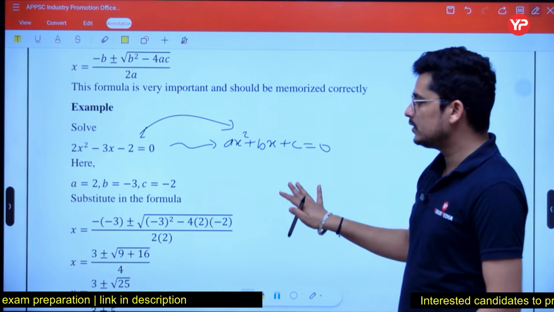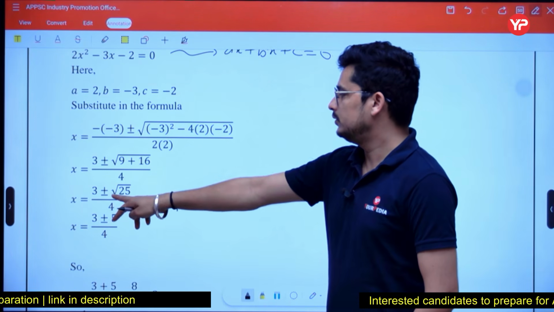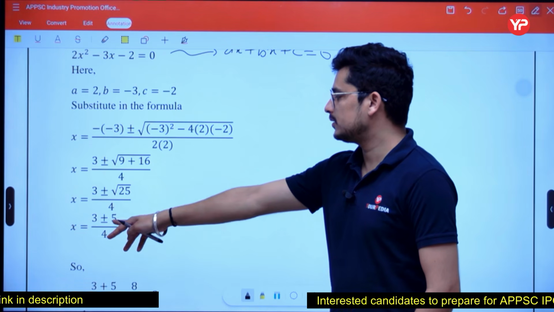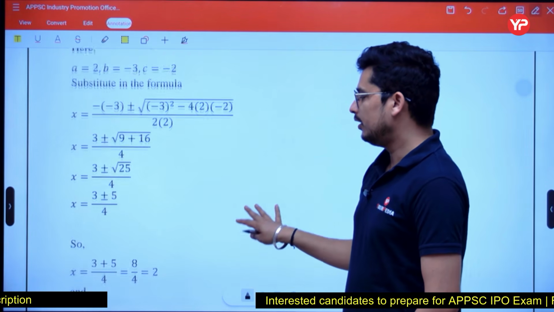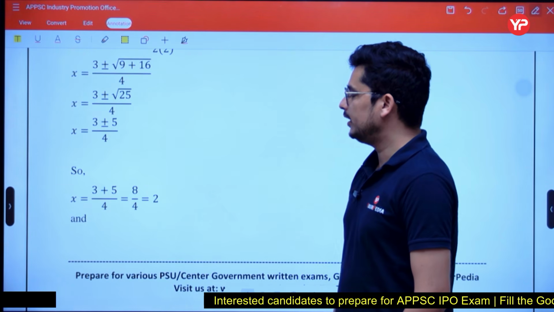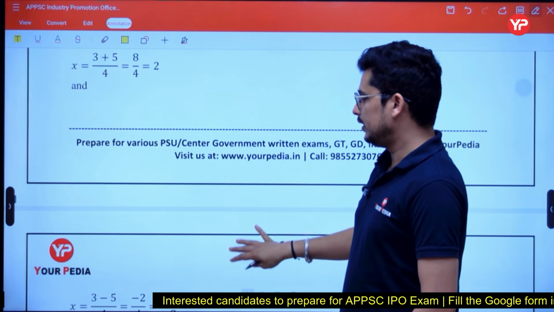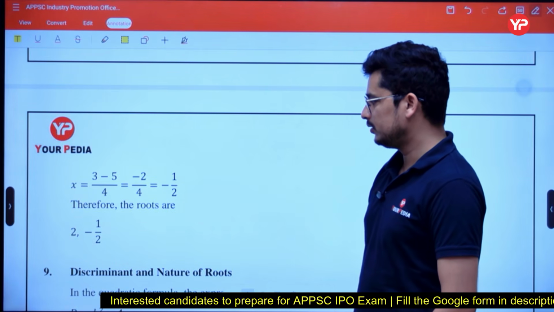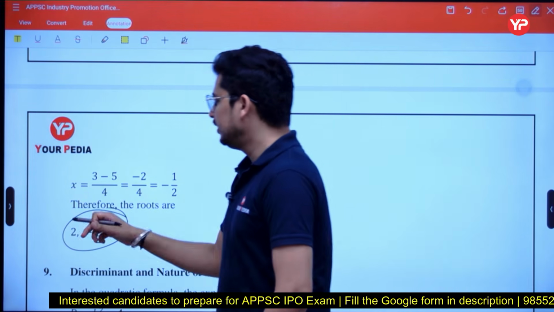As you substitute this value and solve, you will get this equation. Then it will be 3 plus minus 5 divided by 4. One time you will take the plus sign, that will be 8 by 4. Another time you will take the minus sign, that will be minus 1 by 2. So these are the two roots.